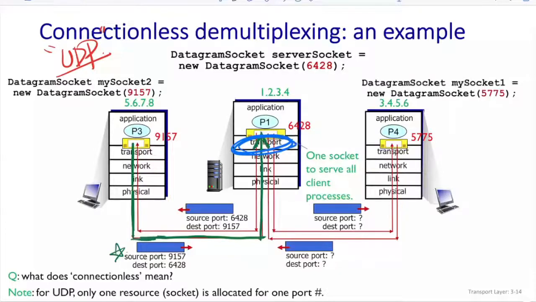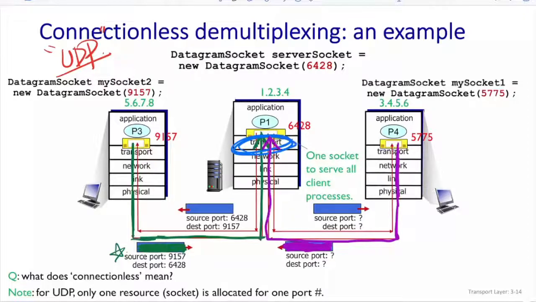Here is a transport layer program. When it receives such a packet, we say the green packet, okay, when it receives the green packet right here, it will deliver it to process number 1 because process number 1 has owned this destination port 6428, right? Okay, and you can take a look at this purple one, this one.